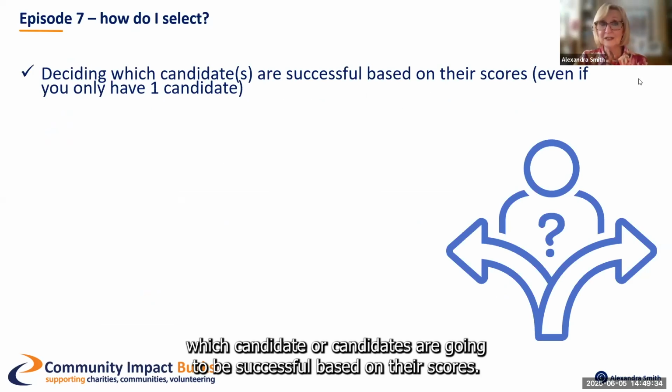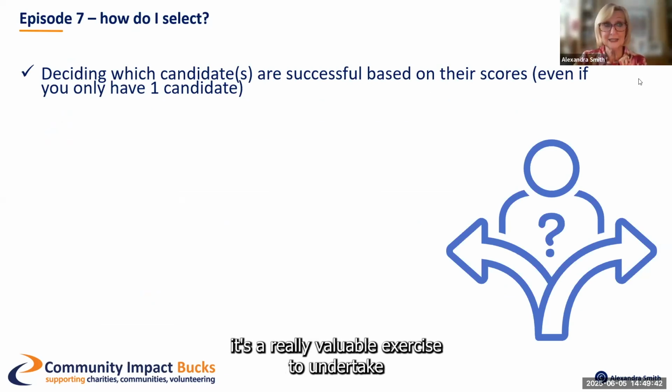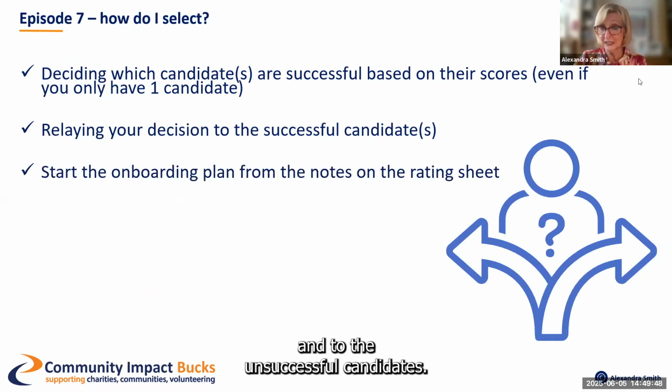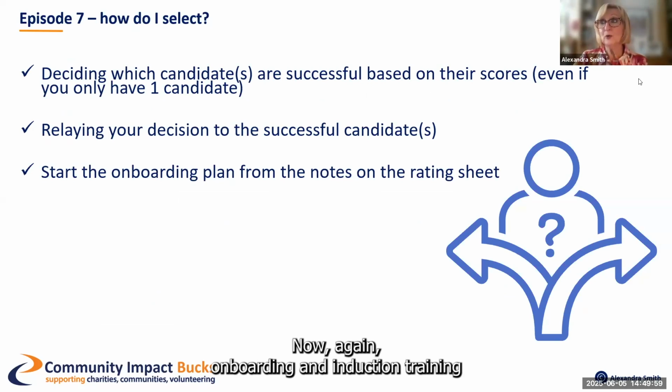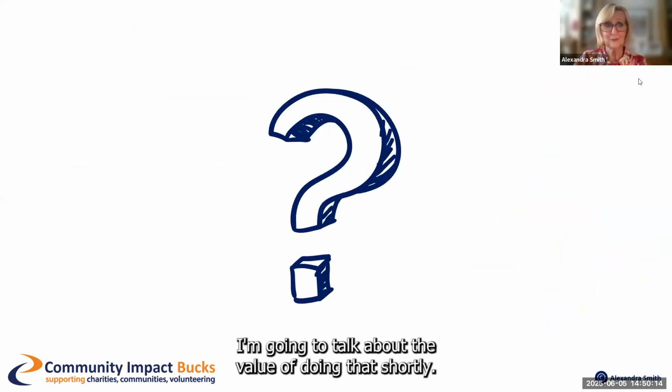So you've decided which candidate or candidates are going to be successful based on their scores. And as I said, even if you only have one candidate, it's a really valuable exercise to undertake. Relaying your decisions to the successful candidates and to the unsuccessful candidates. And from your ratings sheet, you can start to plan your onboarding training for your candidates. Now, again, onboarding and induction training may not be something that you have necessarily invested a lot of time in. I'm going to talk about the value of doing that shortly.